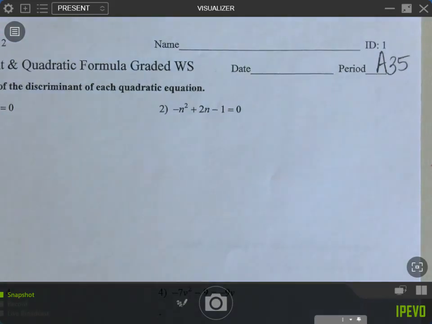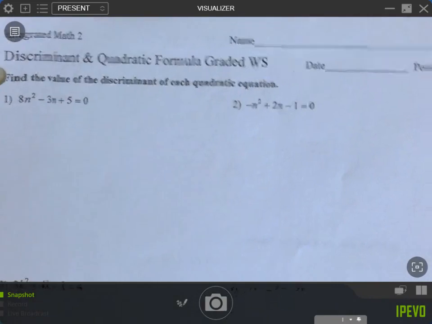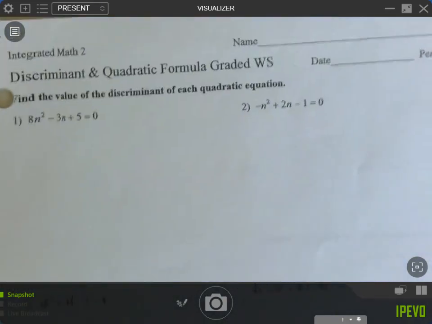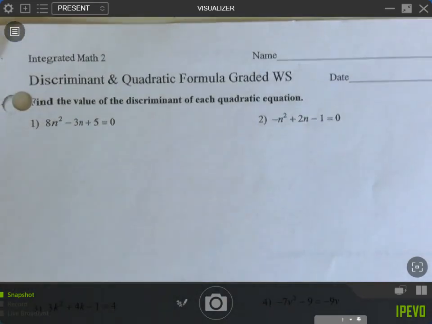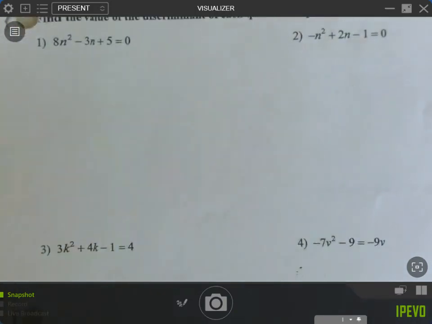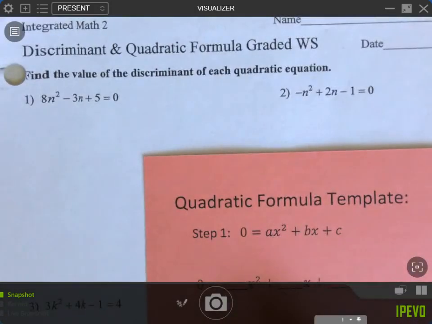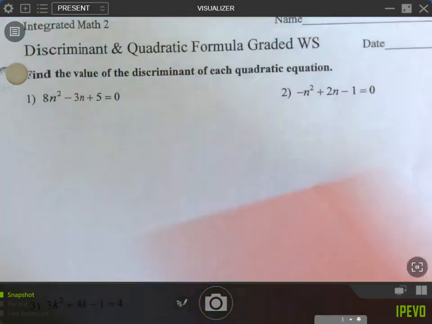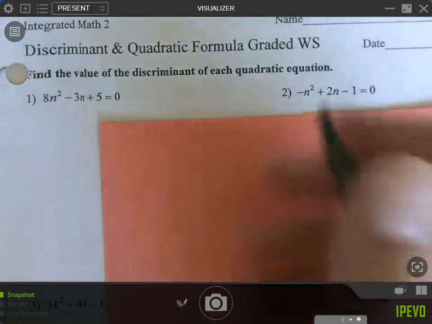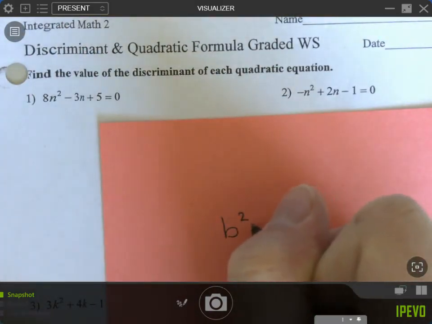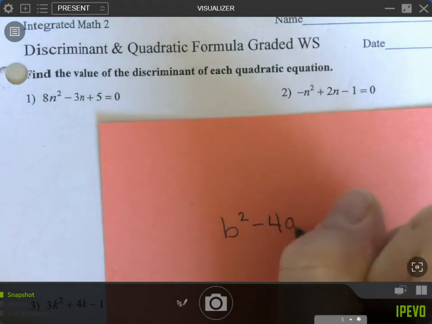All right, so looking at this, we're on worksheet A35, and the directions say find the discriminant, and we're using the quadratic formula. So here we go. You have several problems to do, and you have your little sheet with you, right? On the back of the sheet, we had some information, and it was to help us. So tell me what the formula for the discriminant is. B squared minus 4AC.